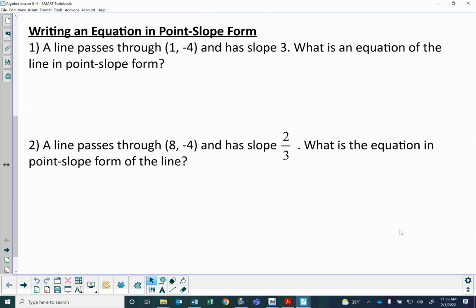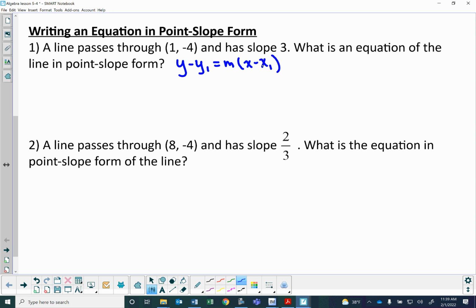If a line passes through the point 1, negative 4, and has a slope of 3, we can write the equation in point-slope form. The first thing you always want to do is write the point-slope form of an equation so you can get in the habit of understanding how the equation works, and you can memorize the equation. So the equation is y minus y sub 1 equals m times x minus x sub 1.